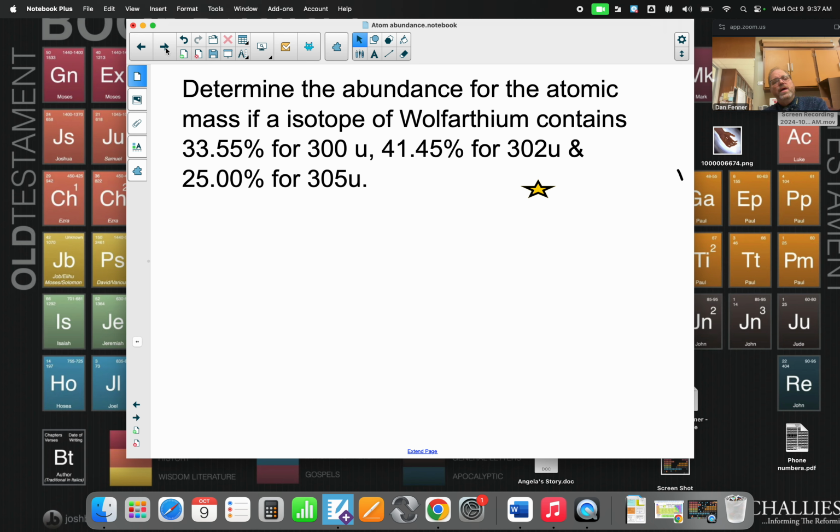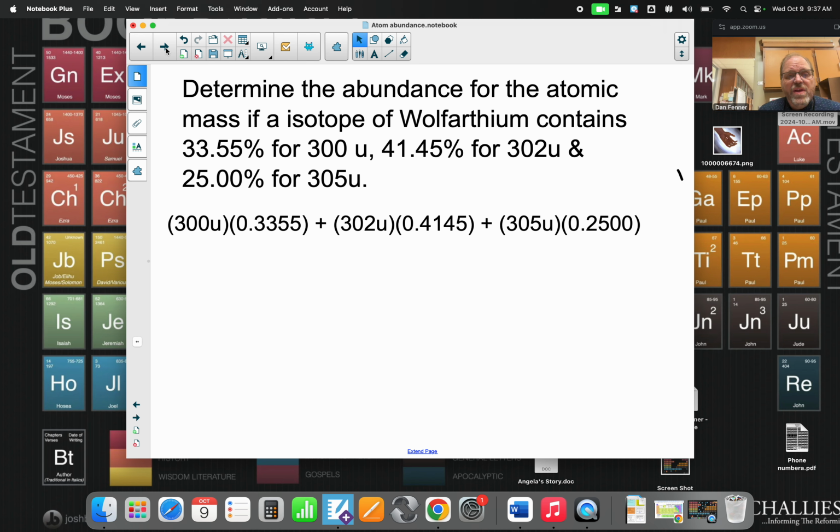So let's do this one. Former principal I worked with, his name is Mr. Wolfarth. So we're going to work Wolfarthium. So here we go for this process. We're going to take 300 times 0.3355, and then we'll take the other two values, 302 times 0.4145 and 305 times 0.2500.